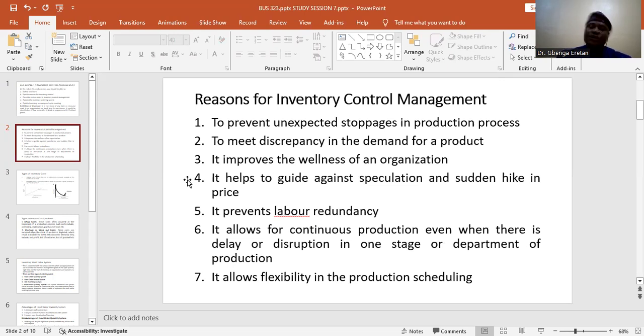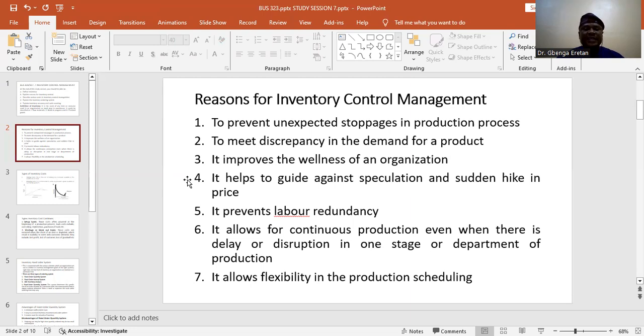unnecessary increase in price. Number 5 is that it prevents labor redundancy. When stocks are not properly managed and the organization runs out of stock, a lot of labor may not be engaged in activities, and it will increase the idleness of labor. Therefore, stock needs to be properly managed to ensure that stocks are always available for laborers to work and to ensure they are active at all times.